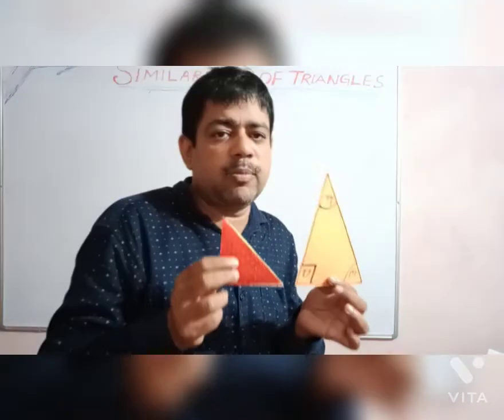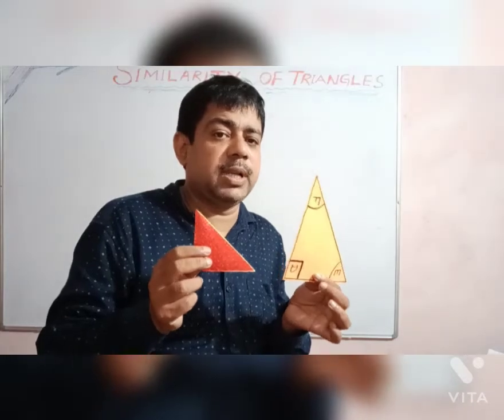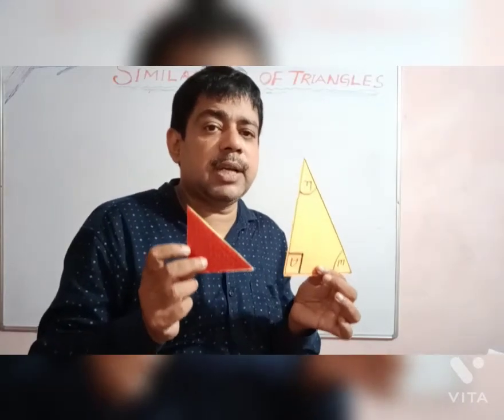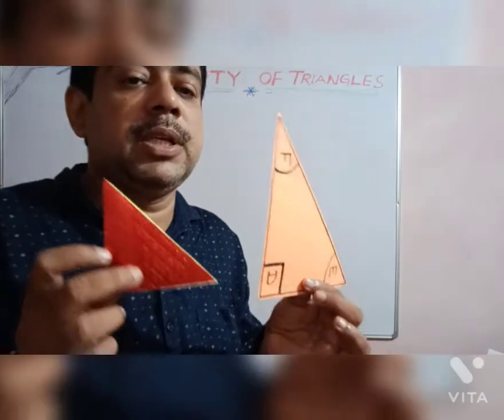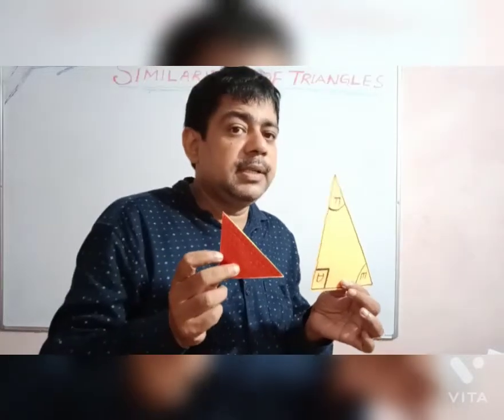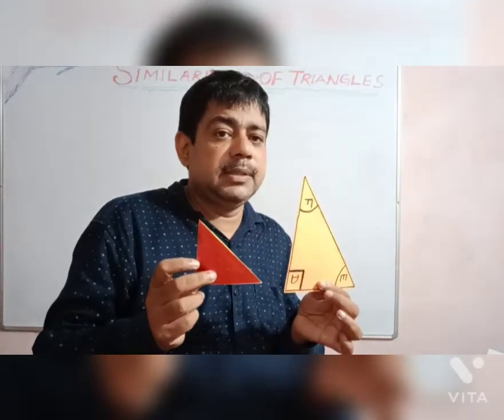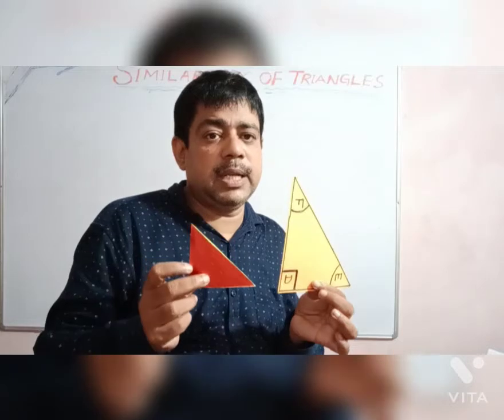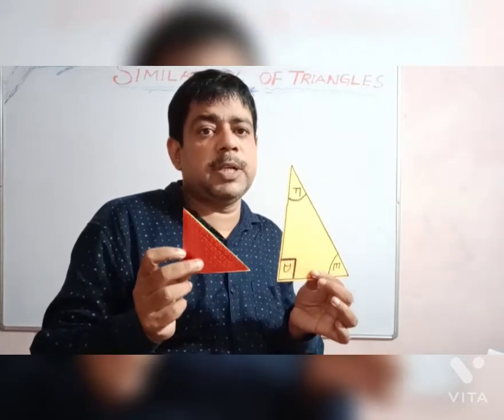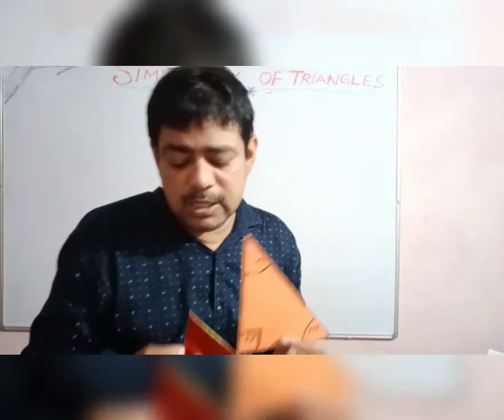The most important point, remember, dear students: in similar objects, the ratio of their corresponding sides is always equal. But in congruency, their corresponding sides are equal. In similar triangles, similar objects, the ratio of their corresponding parts are equal. Is it not? So let's see now.